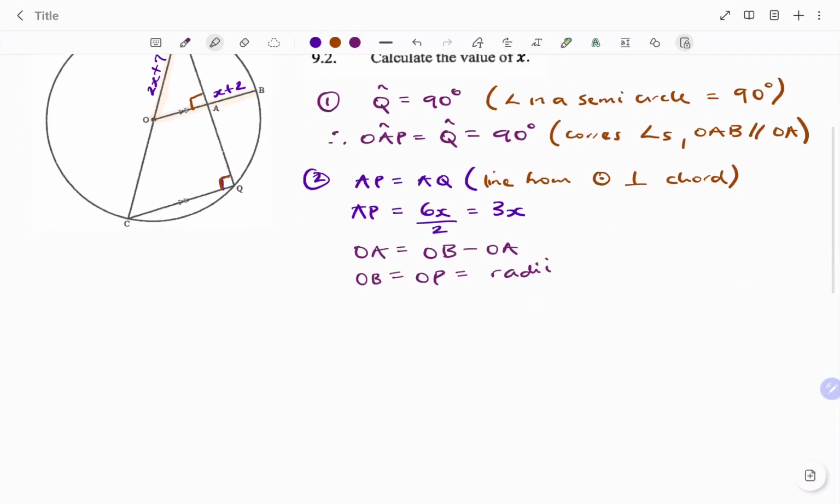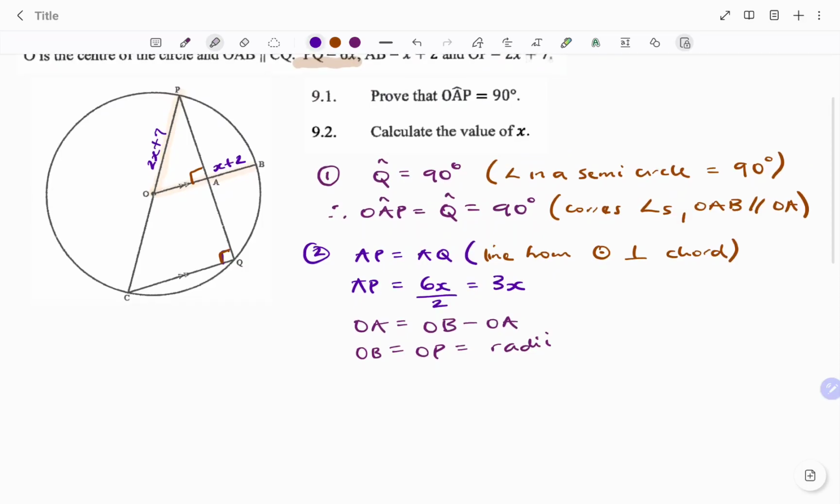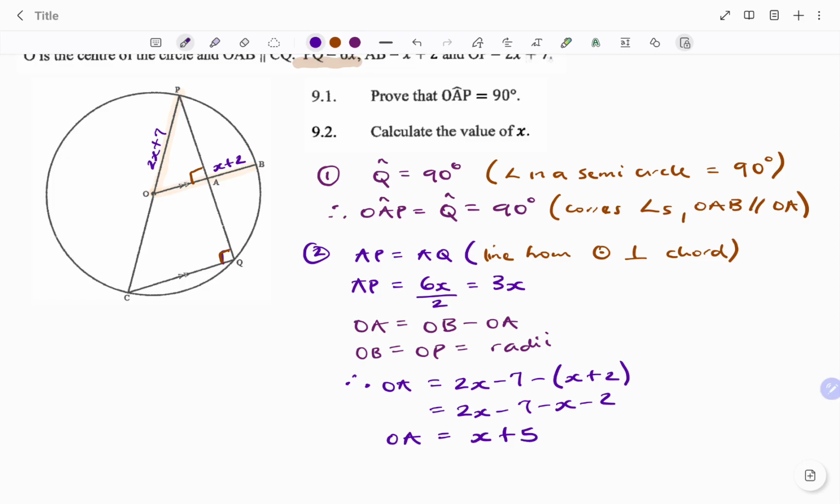So therefore, OA, which is equal to OP minus AB, will be equal to, I have OP, that's 2x plus 7, minus, then I have AB, which is x plus 2. I'm going to put that in a bracket. That's equal to 2x plus 7 minus x minus 2. Therefore, my OA is equal to x plus 5. So I'm going to write that here, where OA is x plus 5.